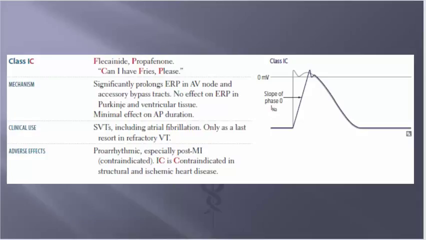Ventricular fibrillation. Pro-arrhythmic, especially post-myocardial infarction, contraindicated. IC is contraindicated as well in structural and ischemic heart disease.